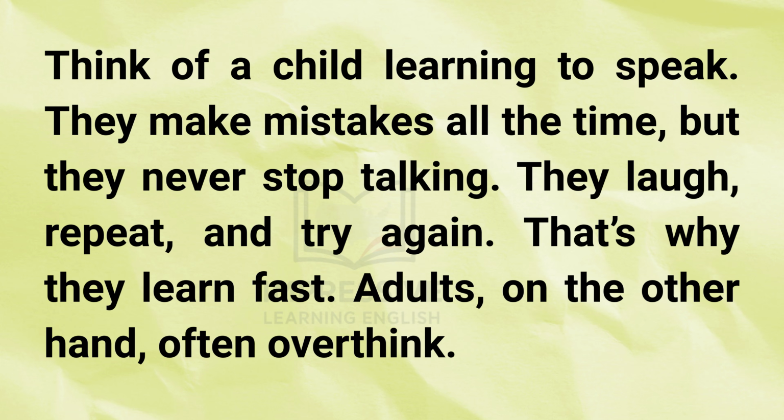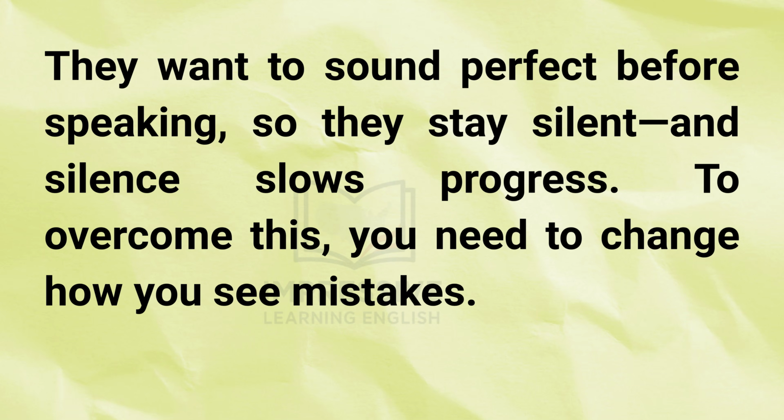Think of a child learning to speak. They make mistakes all the time, but they never stop talking. They laugh, repeat, and try again. That's why they learn fast. Adults, on the other hand, often overthink. They want to sound perfect before speaking, so they stay silent, and silence slows progress.